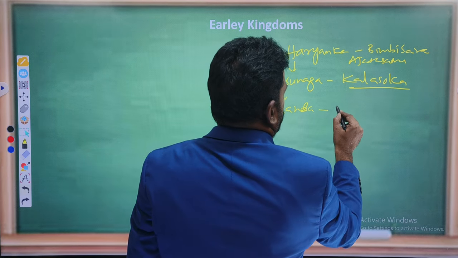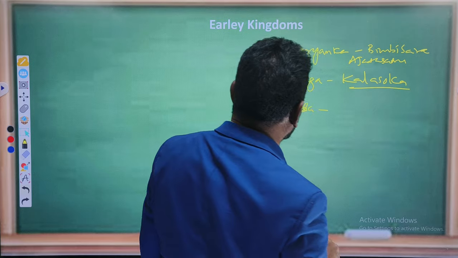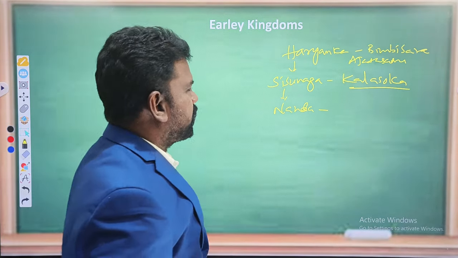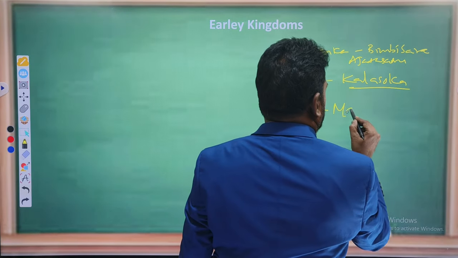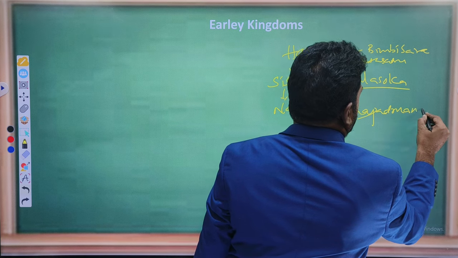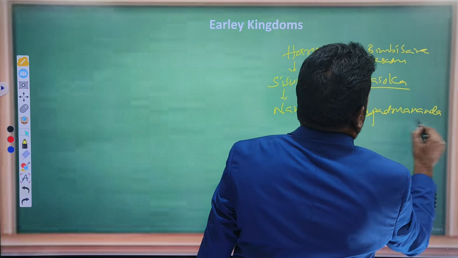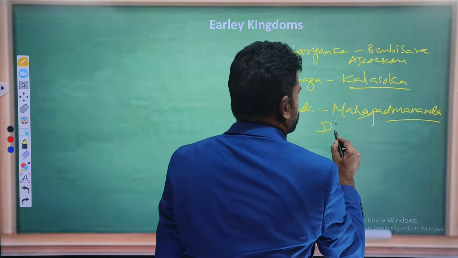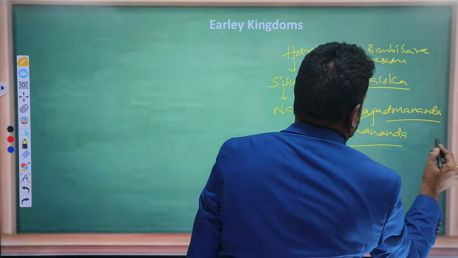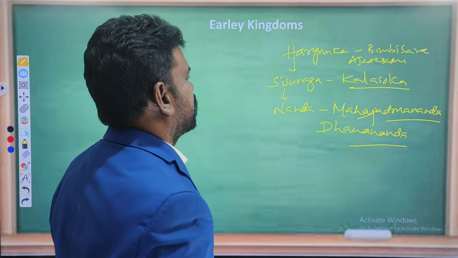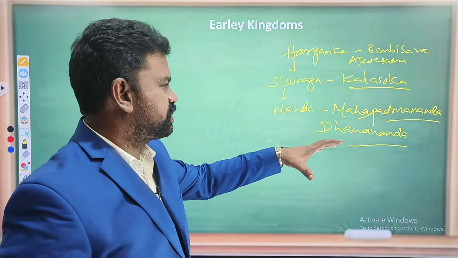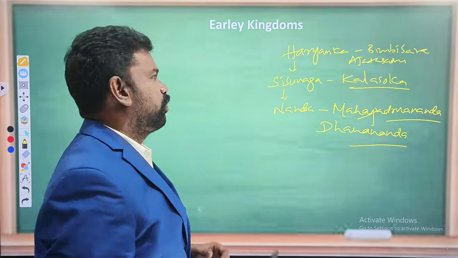The Nanda dynasty was founded by Mahapadmananda. The Nandas were considered low-born Sudras. The last Nanda ruler was Dhanananda. During the Dhanananda period, foreign invasions started, that is, the Alexander invasion. These were the early kingdoms. After this, Dhanananda was killed by the Mauryans, who established the great Mauryan Empire.